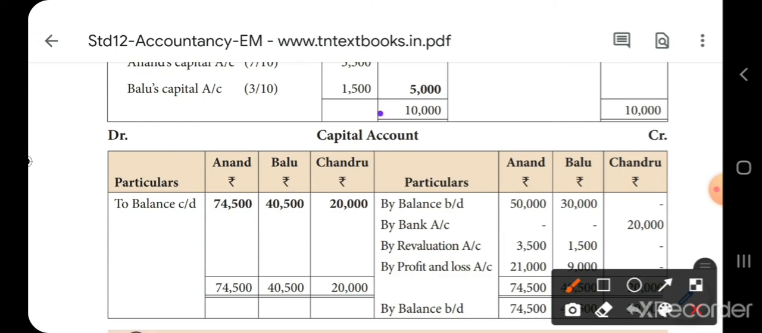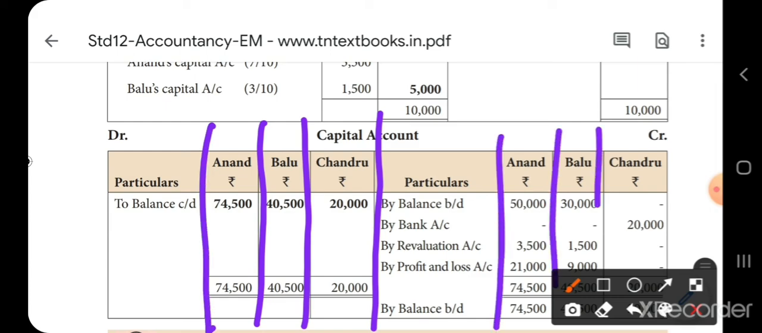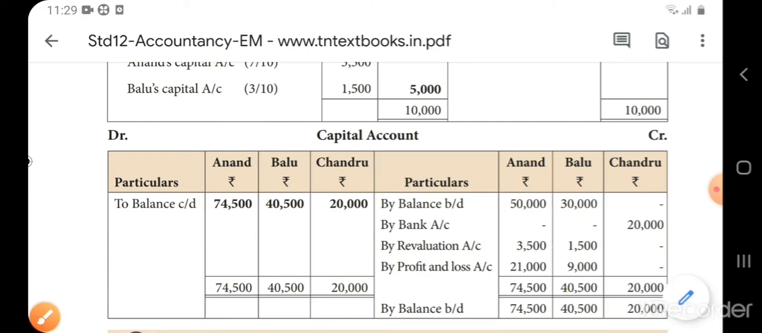Now, in this problem, you are asked to prepare the capital account after the admission. So you will draw the ledger account for Anand, Babu and Chandru. Anand, Babu and Chandru on the credit side. Now in your balance sheet, the capital balance is given 50,000 and 30,000. So you will write by balance brought down 50,000 and 30,000.